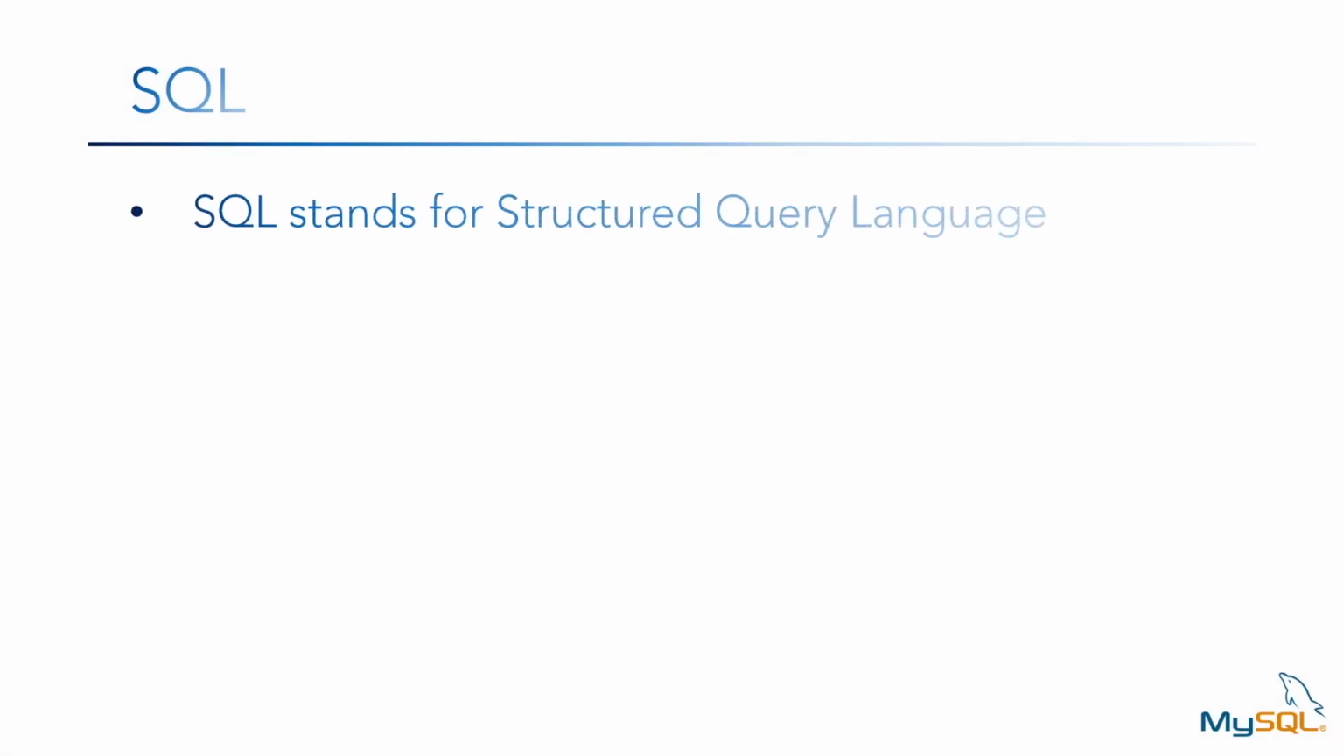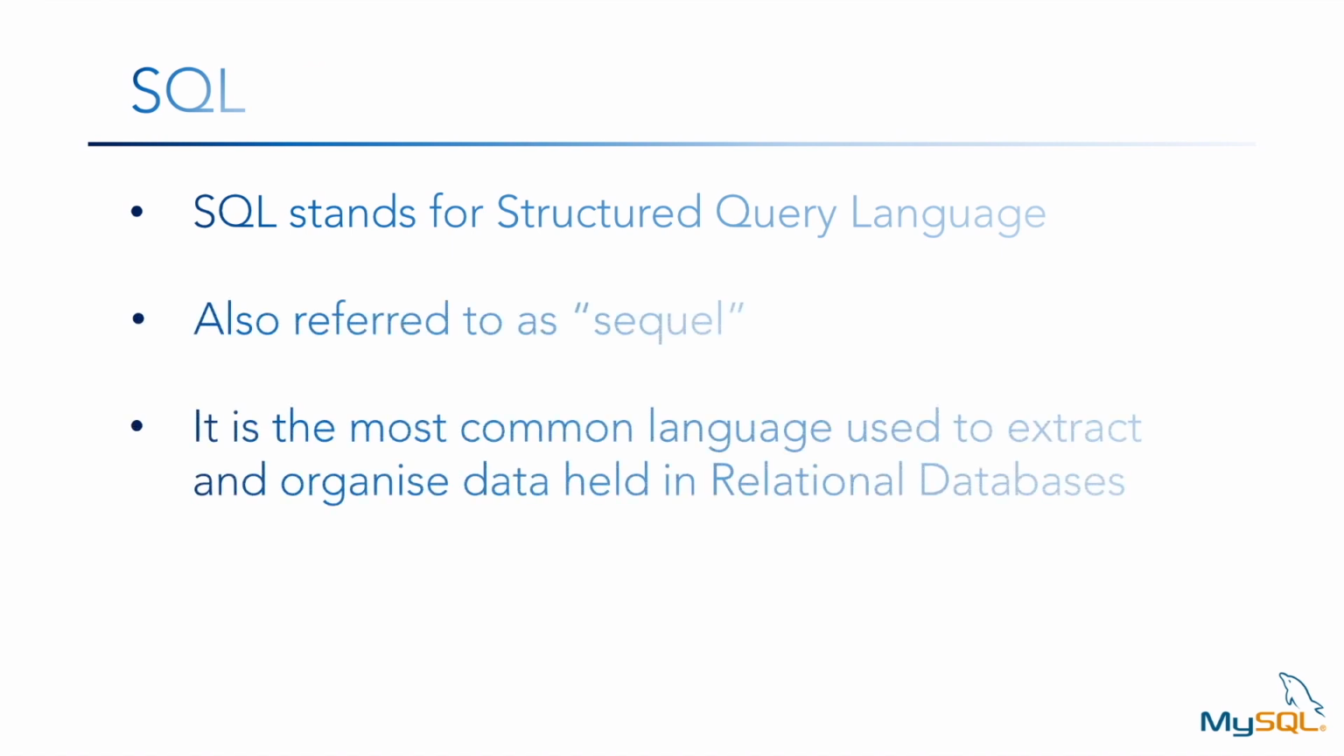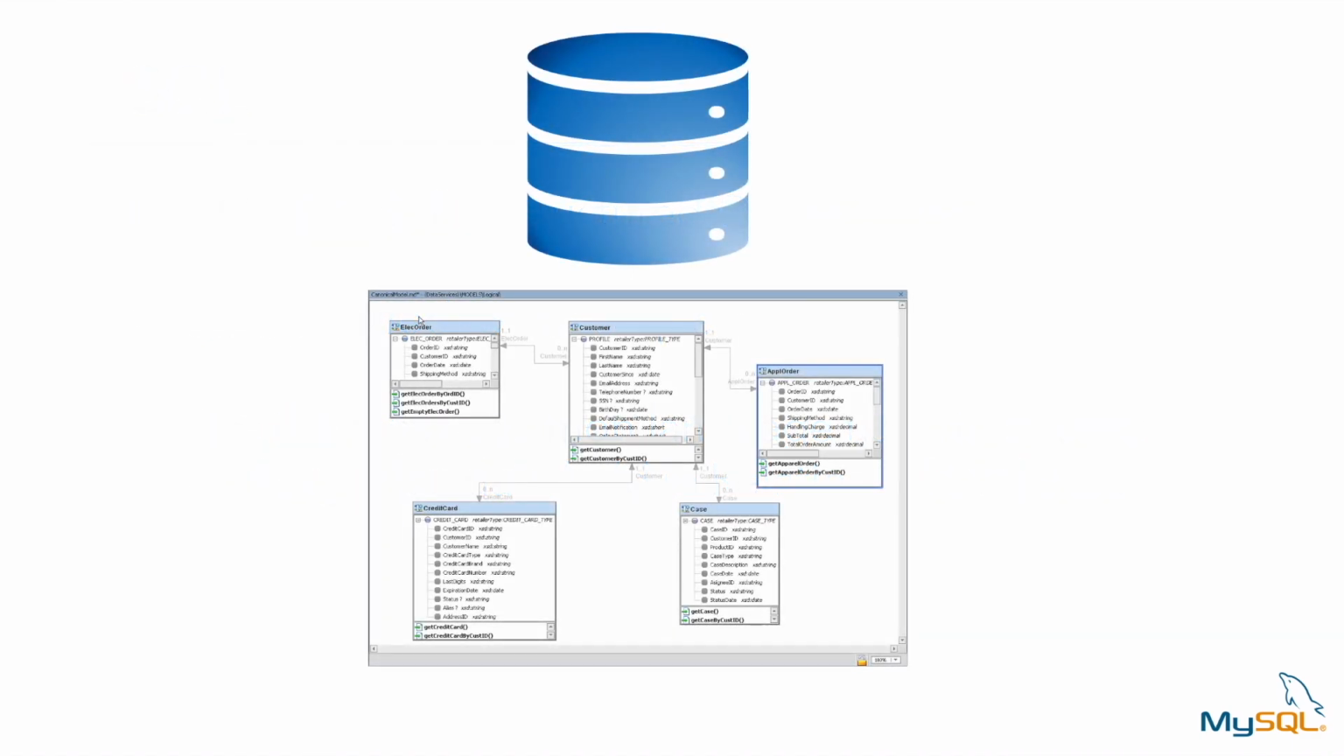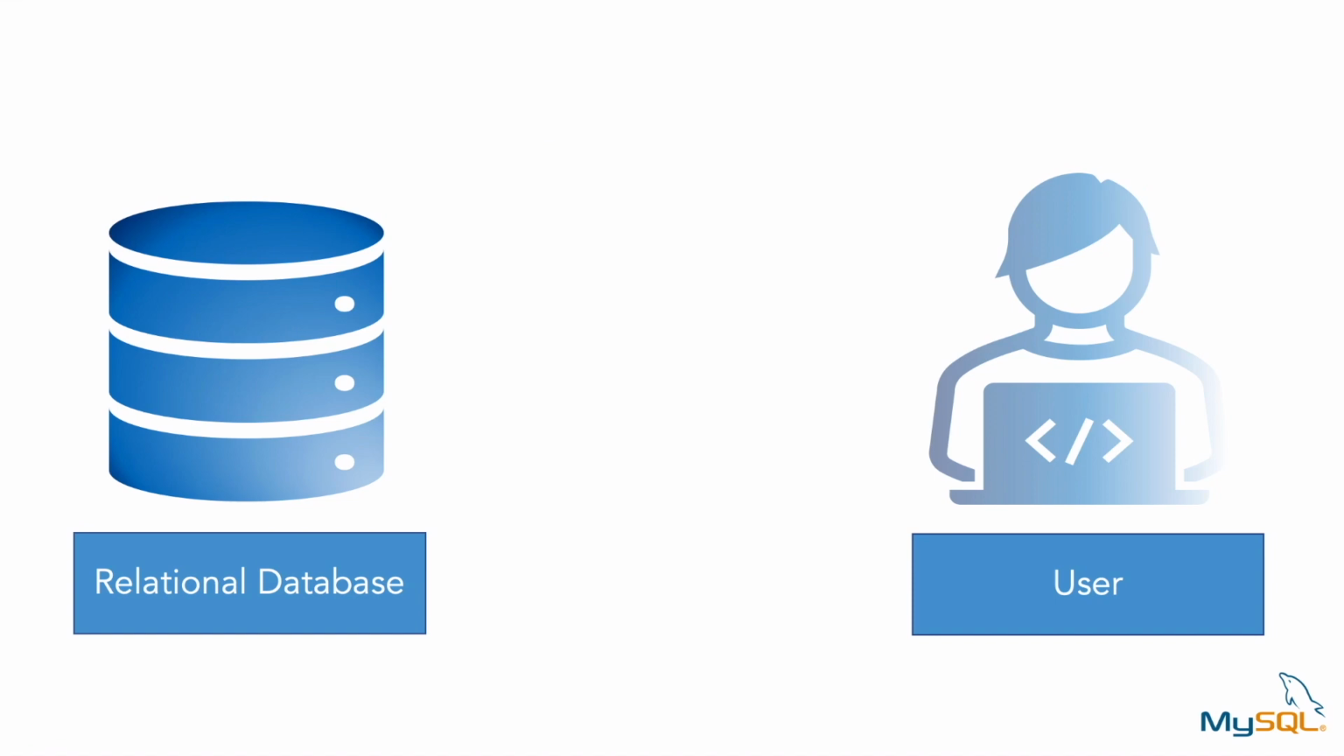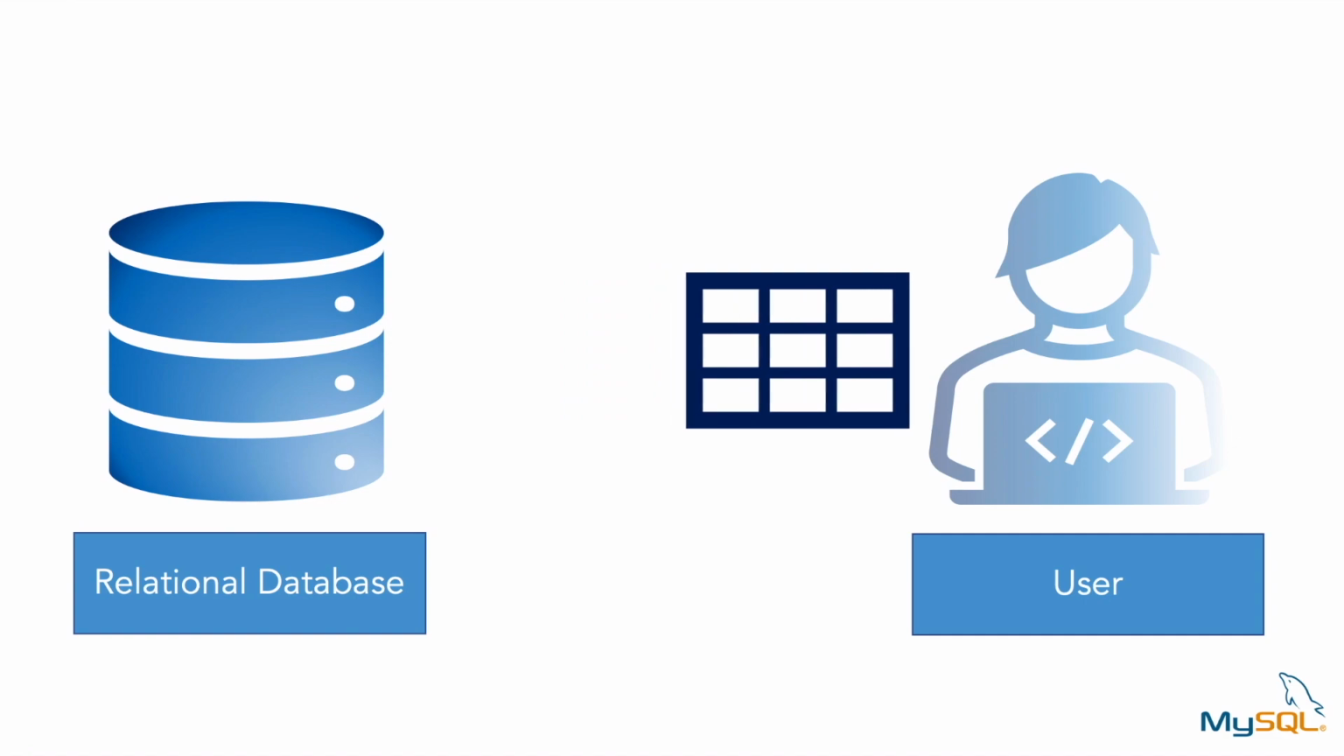SQL stands for Structured Query Language and is often referred to as SQL. It is the main language used to communicate with relational databases. A relational database is a collection of data objects, such as tables, with predefined relationships between them. SQL can extract and organize this data. For instance, you can use an SQL query to select columns from a table stored in a database.